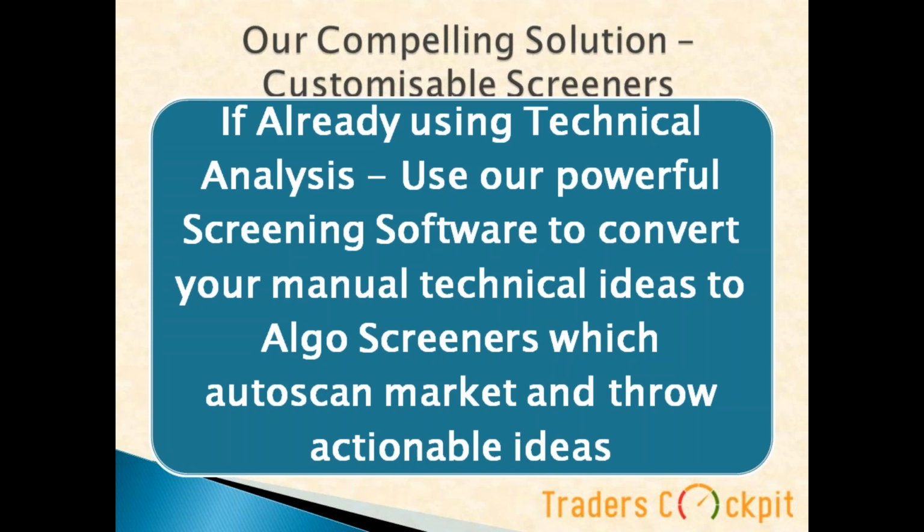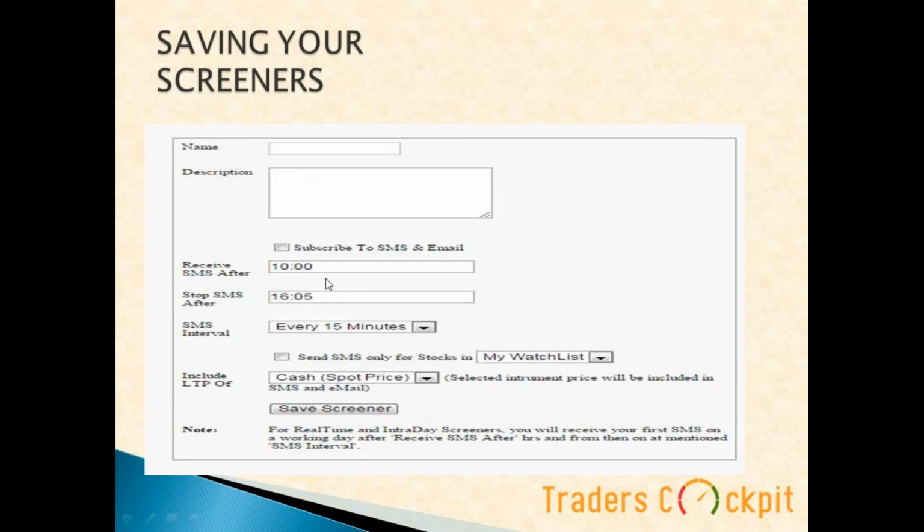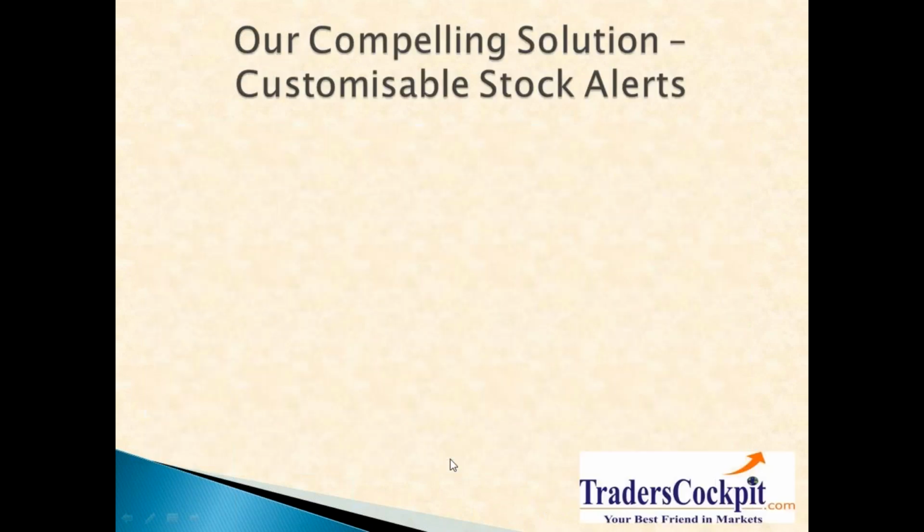Based on these screeners, you don't have to wait. You can save the screeners in your account and they will run automatically and send you SMS and email alerts whenever the technical alert comes. At the end of the screener, you will get an option like this. What time to what time you want to run the screener? What is the SMS interval for screening? What is the screener condition you want to save? You can save all this there.